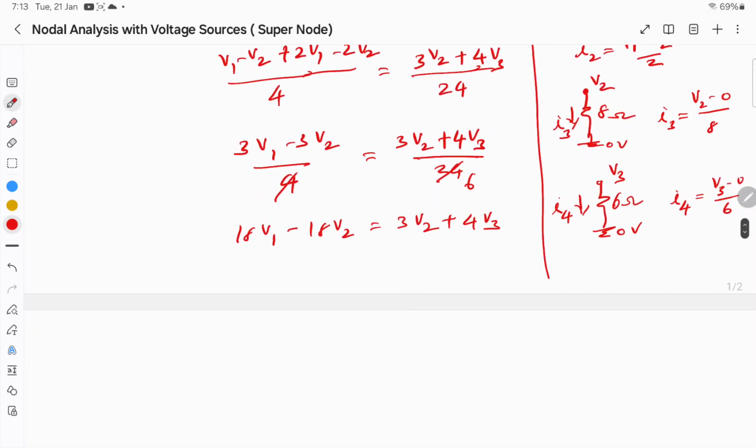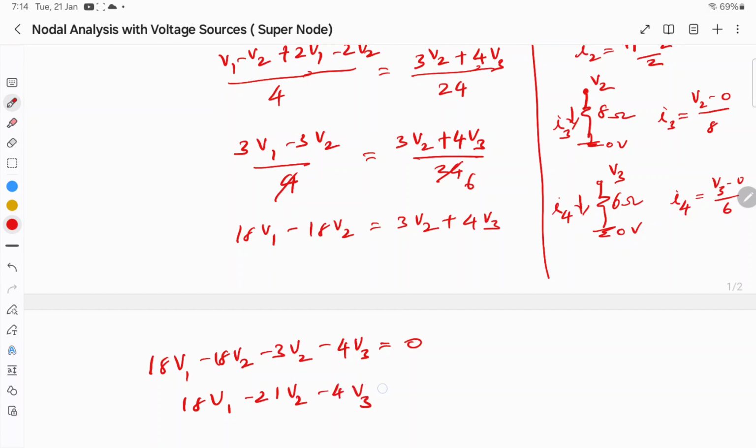Okay, so bring all the terms to the left hand side. It is going to be 18V1 minus 18V2 minus 3V2 minus 4V3 is equal to 0. So it's 18V1 minus 21V2 minus 4V3 is equal to 0. Right? So let me give the name. This is equation 1.